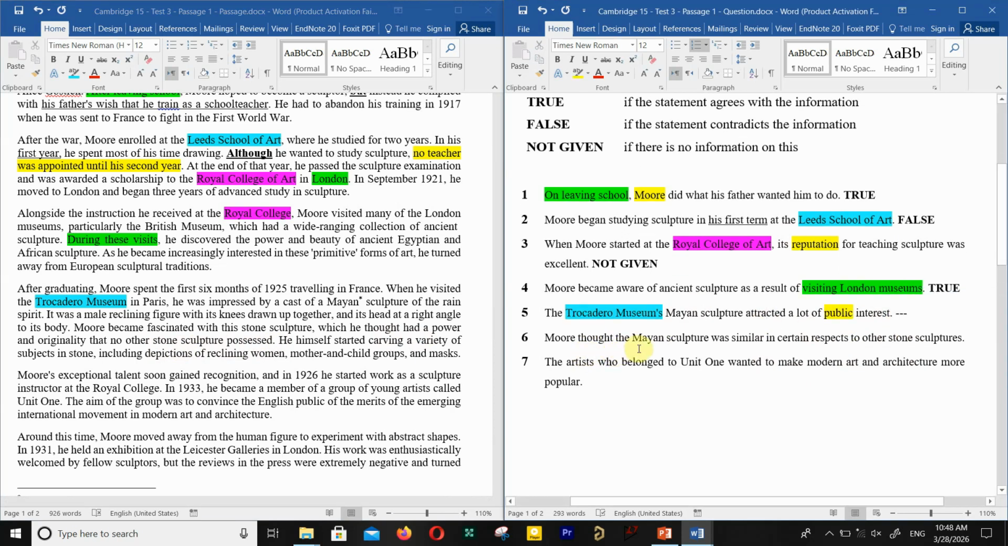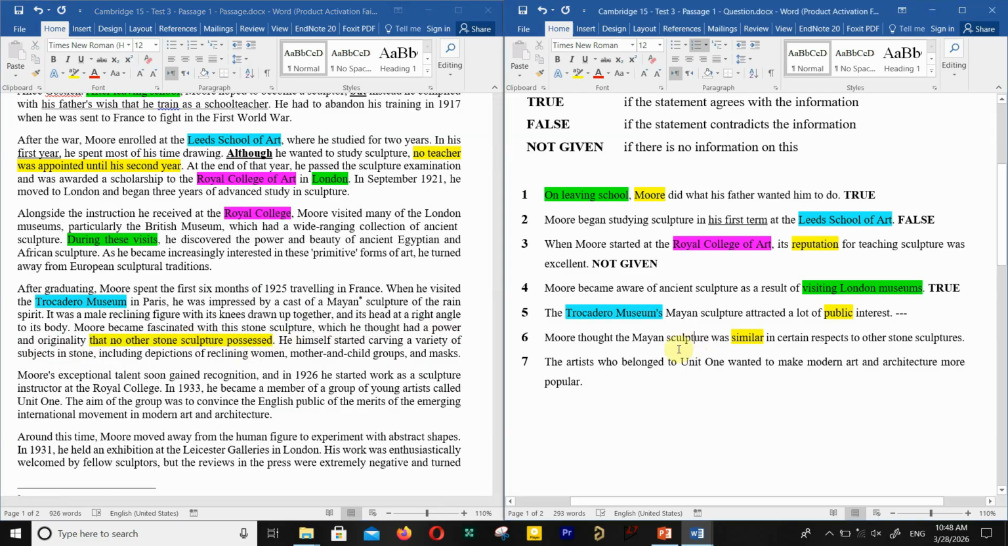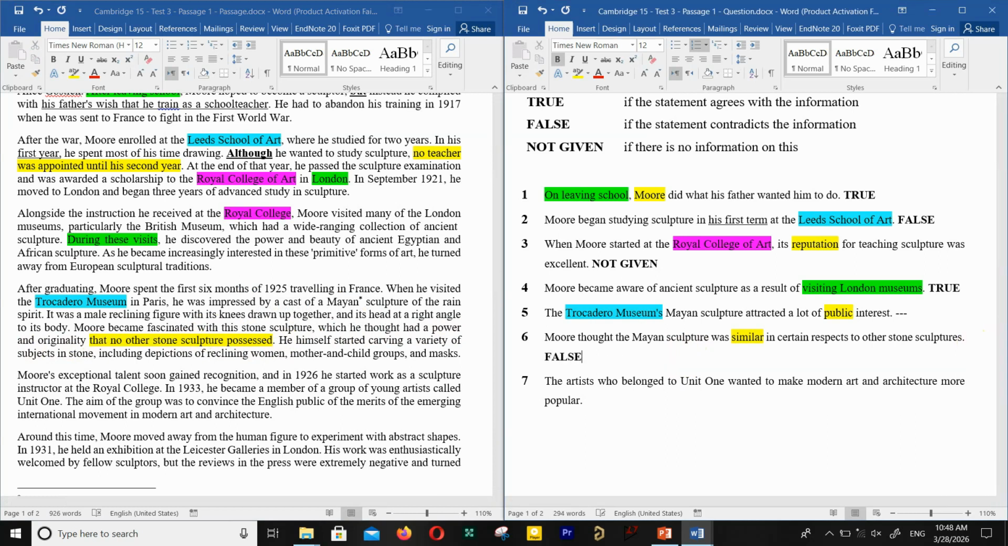Moore thought the Mayan sculpture was similar in certain respects to other stone sculpture. Is it similar? Here it says that, actually we came to that answer. Moore became fascinated with this stone sculpture, which he thought had a power and originality that no other stone sculpture possessed. No other stone sculpture. So it is not similar to others. The answer to this question is false, and of course the previous question is going to be not given.